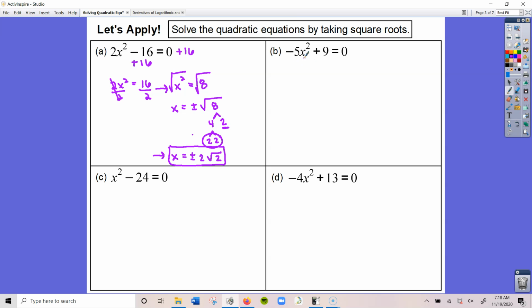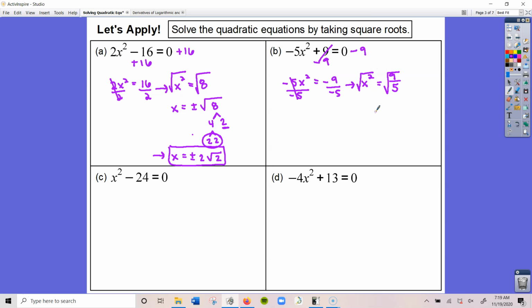In B, we have negative 5x squared plus 9 is equal to 0. So first, I would subtract the 9. And we get negative 5x squared is equal to negative 9. Then I would divide by negative 5. So at the moment, what we have is x squared is equal, now we have a negative divided by a negative, so that makes it a positive 9 over 5. And now I would square root both sides.